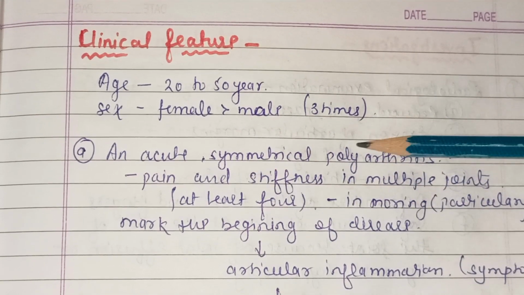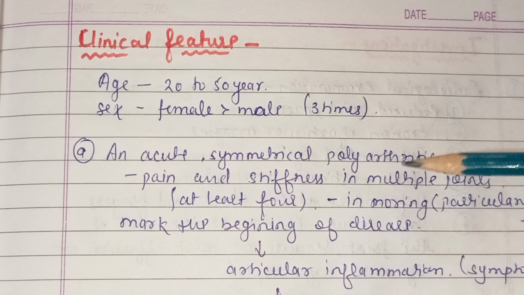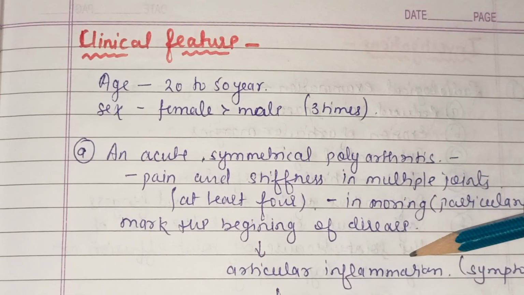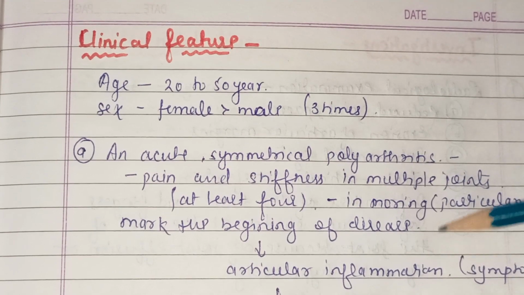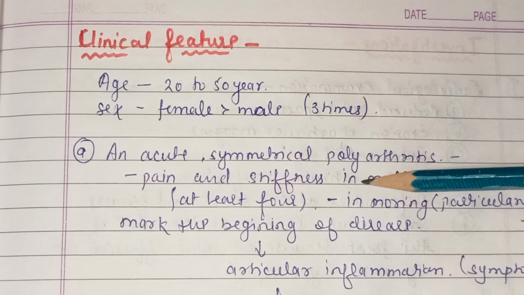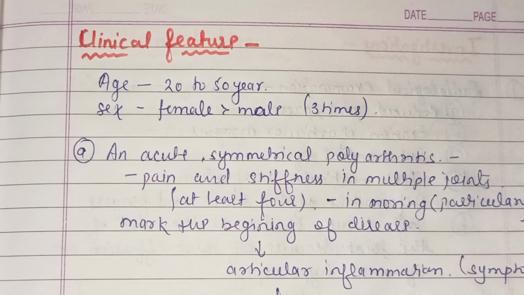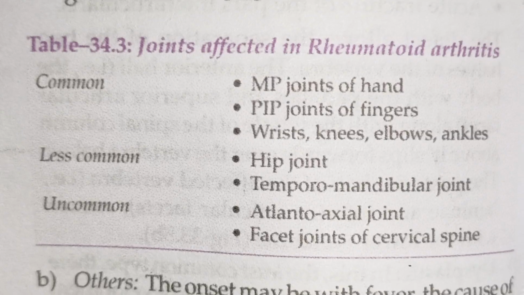First is an acute symmetrical polyarthritis. Pain and stiffness in multiple joints, at least 4 joints, may be present, particularly in the morning. This marks the beginning of the disease and the articular inflammation, that is the symptoms of the disease progression which affect the joints. There are several joints involved in this condition. I am going to show the table so you can remember easily.